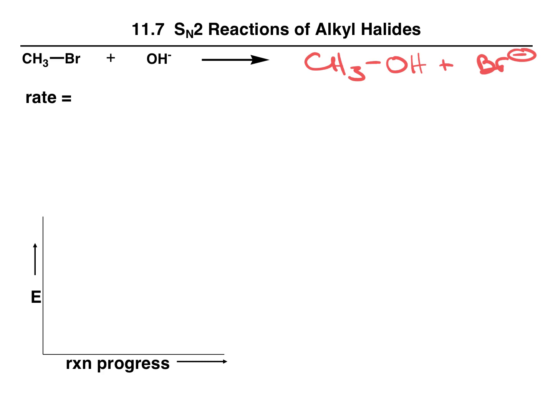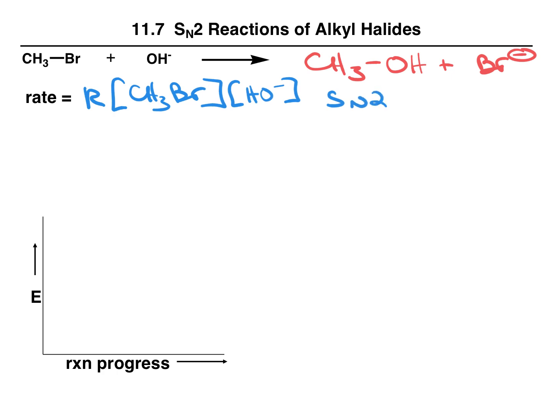For this reaction, the rate law says that the rate is equal to a rate constant K times the concentration of methyl bromide times the concentration of hydroxide. So this is an SN2 reaction: substitution, nucleophilic, bimolecular.